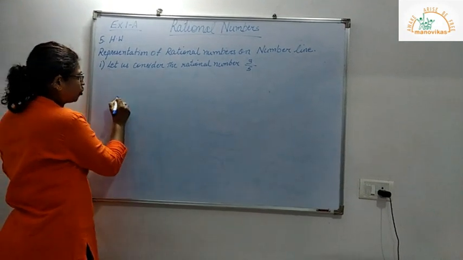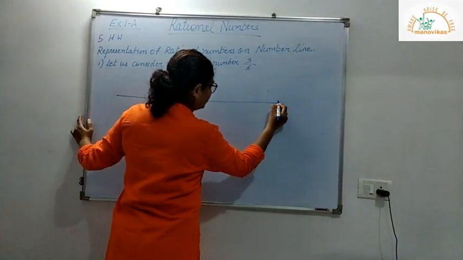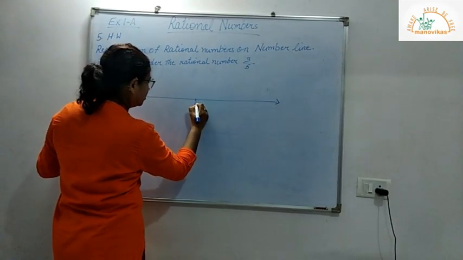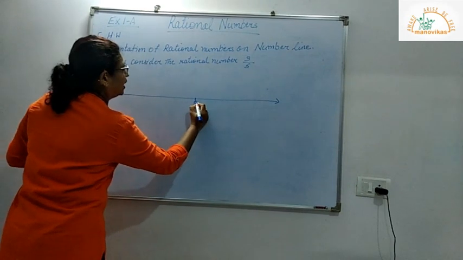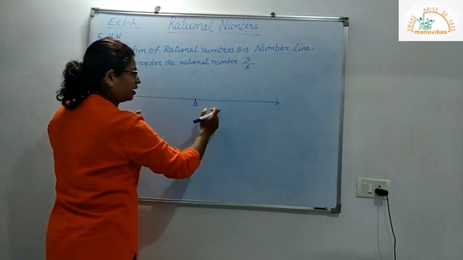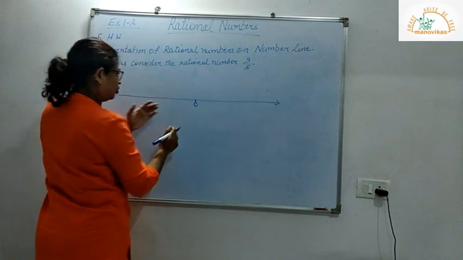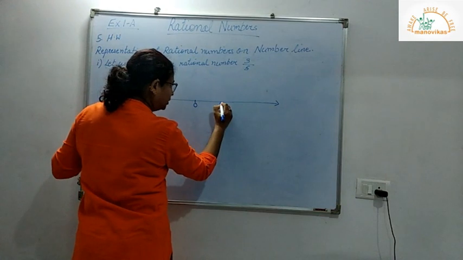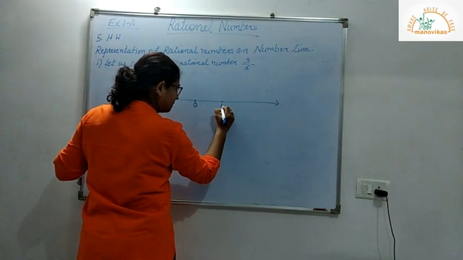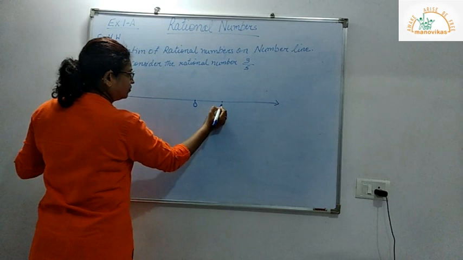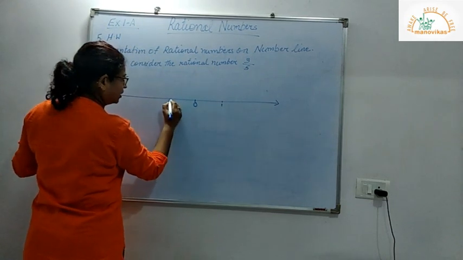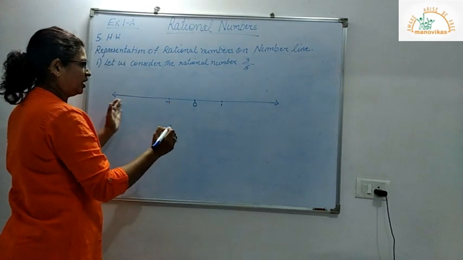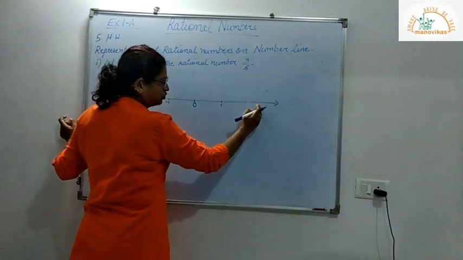For that, first we draw a number line. When we draw a number line, we take the 0 at the center, and on the right hand side are all the positive numbers, and on the left hand side there are negative numbers. I mark a unit length, that is 1. If this side it is positive 1, then on the other side with the same distance I take negative 1, and so on, negative 2, negative 3, and also positive 2, positive 3.